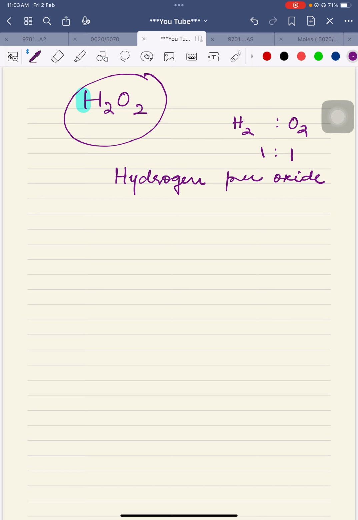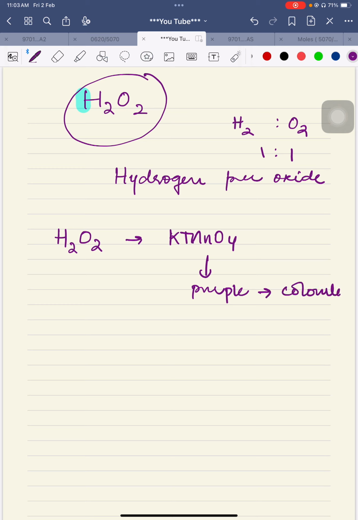So we can say that hydrogen peroxide has a dual nature. If hydrogen peroxide is added to KMnO4, there will be a color change from purple to colorless. We can say that hydrogen peroxide will decolorize KMnO4. The original color of KMnO4 is purple. If we take the bottle of KMnO4 right now in front of us, it will be purple. But when hydrogen peroxide reacts with this KMnO4, it will make that purple into colorless.